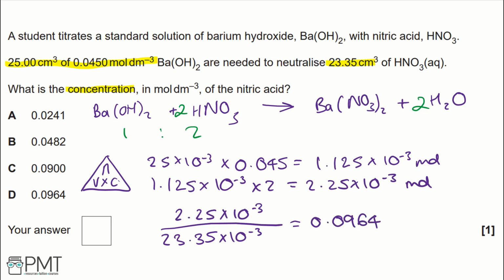0.0964. If we look at the options we've been given in the question, the answer we've calculated in moles per decimeter cubed, well, this matches our option D. So to get the mark for this question, we need to write D in the answer box provided.